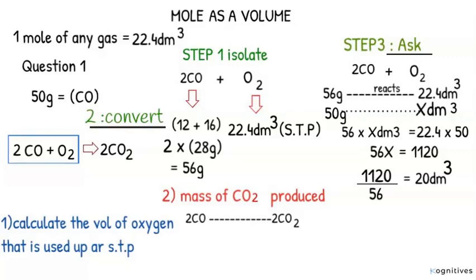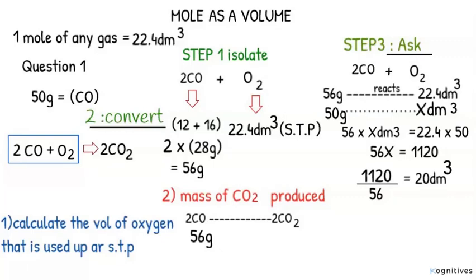Step 2, convert. What was said about carbon monoxide? Mass, 50 grams. And now they are asking us for the mass of carbon dioxide. So it means that in both cases, we have to convert the moles of the two substances in the reaction into their various masses. We have calculated earlier that 2 moles of carbon monoxide is equivalent to 56 grams. Let us calculate for 2 moles of carbon dioxide.